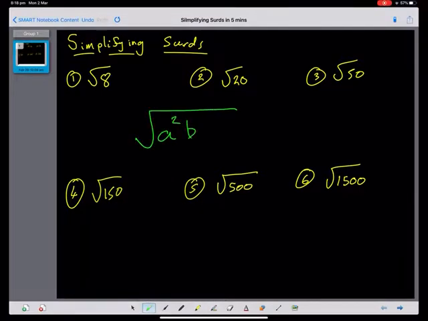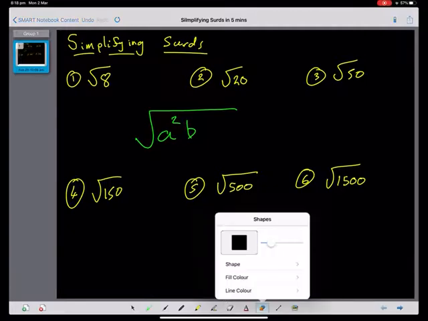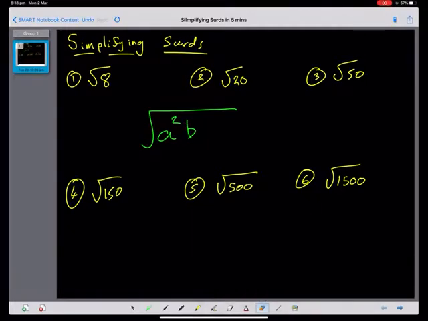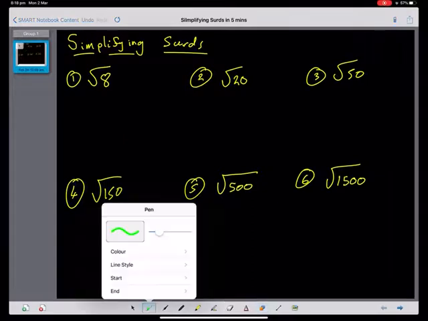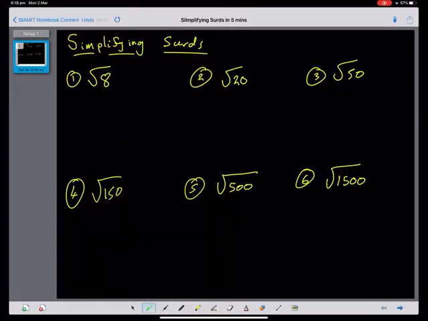Okay, so the aim of this is to factor the number underneath the square root and get something a squared b. I'm going to have a go at number 1, and I would like you to pause the video and see if you can do the rest. Okay, so we can write 8 as 4 multiplied by 2, and the square root of 4 is 2, which gives 2 root 2.